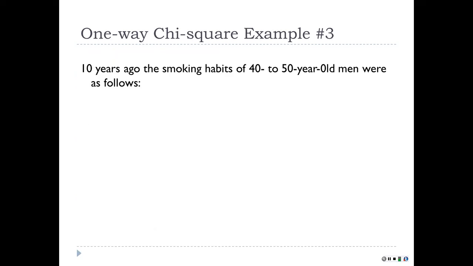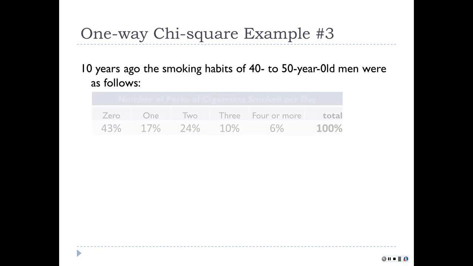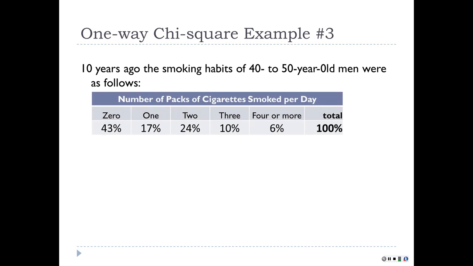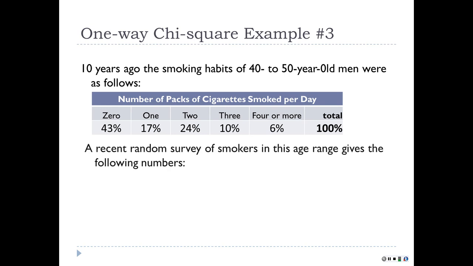So example number 3. Let's say 10 years ago, the smoking habits of 40 to 50-year-old men, that's a zero for old, were as follows. 43% smoked 0 packs per day, 17% 1 pack, etc. Only 6% smoked 4 or more packs per day, and you add that up, that's 100% total. So the number of categories, 1, 2, 3, 4, 5, there's 5 categories. Definitely a chi-square situation, more than 2 categories, so it's not a proportion test. And they're just counting the number of people. If it's percentage of observations, that's the same as number of observations in each category.